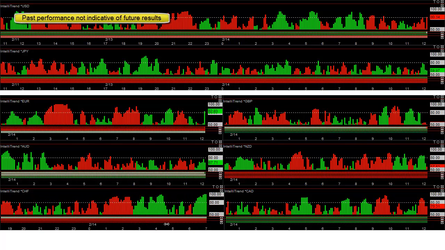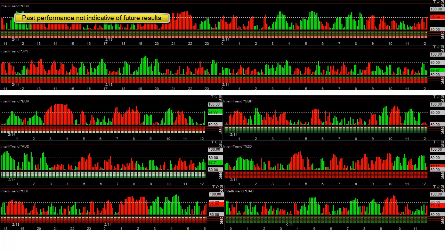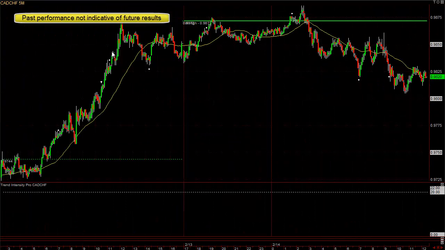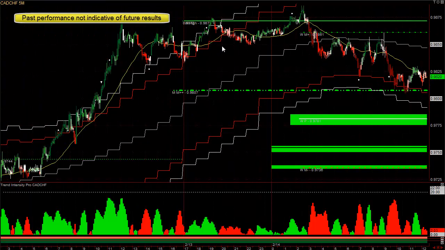Earlier in the night, you can see quite a bit of weakness in the Swiss. The dollar wasn't really that strong during that time. You had a lot of strength here in the CAD. So you could have bought the CAD Swiss last night as well. This is not a pair that most of us trade, or only on occasion.